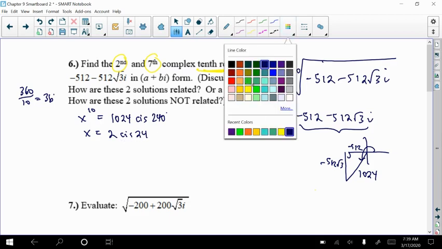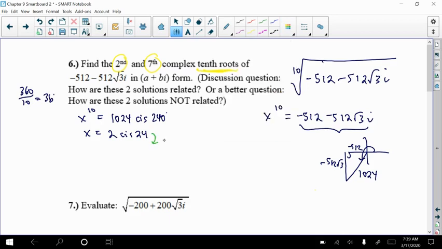The second one, and remember that's one I'm interested in, I'm going to add 36 degrees. So now the second solution is 2 cis 60. And that's nice. Adding 36 to that 24 gives me a very nice argument, and I will put that into a plus bi form. Then I want the seventh one, so I'm going to add 36. There's the third solution, which is 2 cis, if I add 36, that's 96.